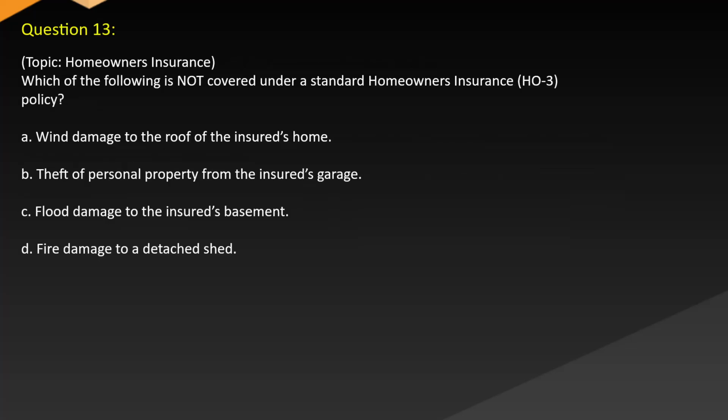Question 13. Topic: Homeowners insurance. Which of the following is NOT covered under a standard homeowners insurance (HO3) policy? A. Wind damage to the roof of the insured's home. B. Theft of personal property from the insured's garage. C. Flood damage to the insured's basement. D. Fire damage to a detached shed.